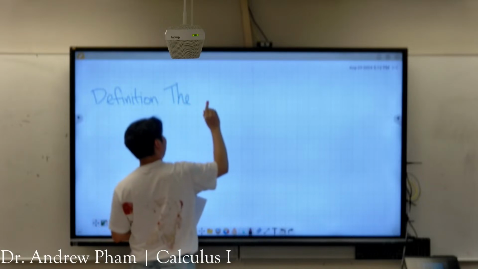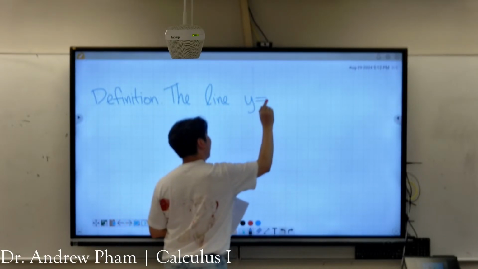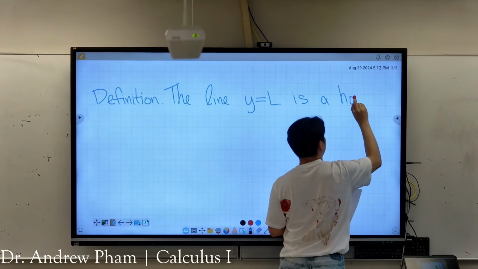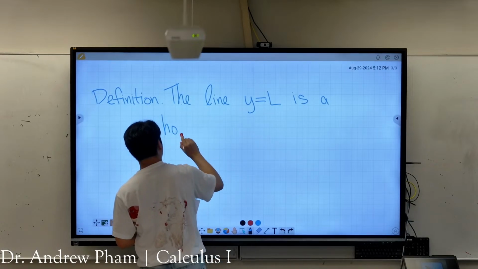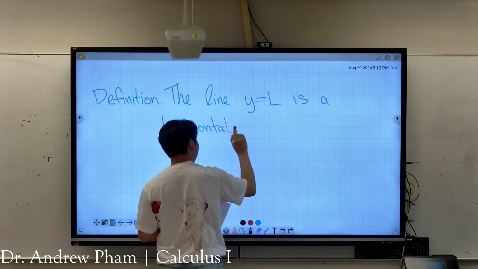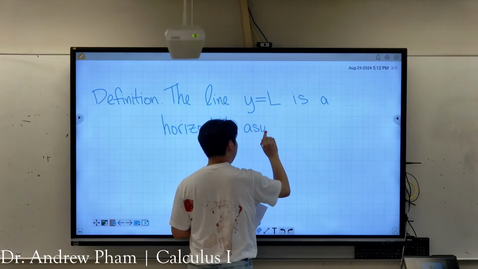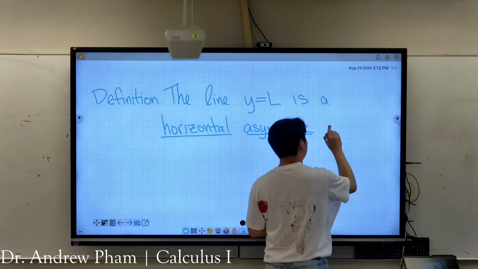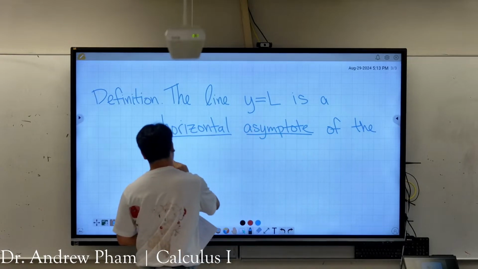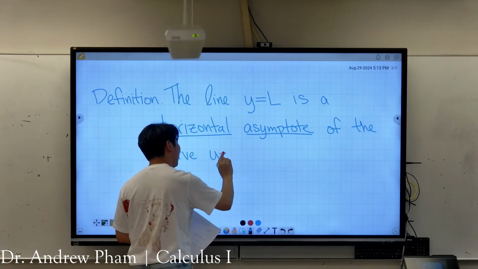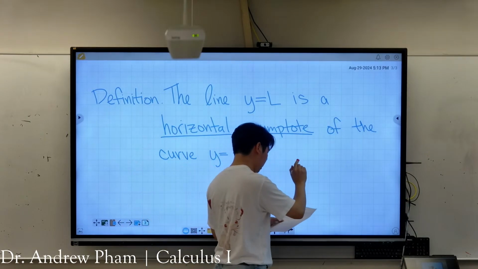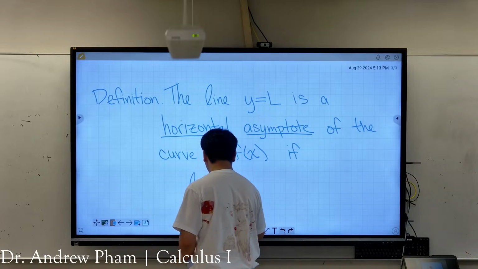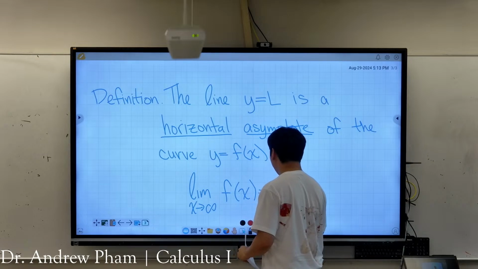So we say the line y is equal to L is a horizontal asymptote of the curve y is equal to f of x if we have that the limit as x approaches infinity of my function is equal to L.